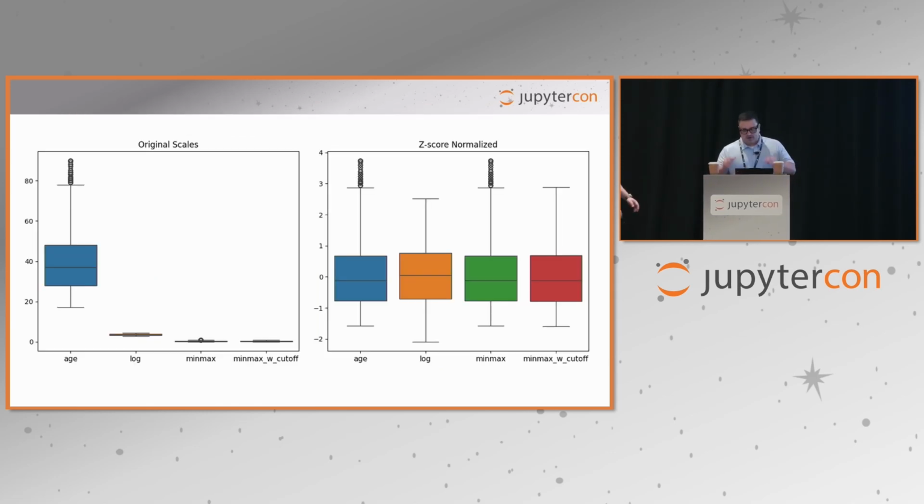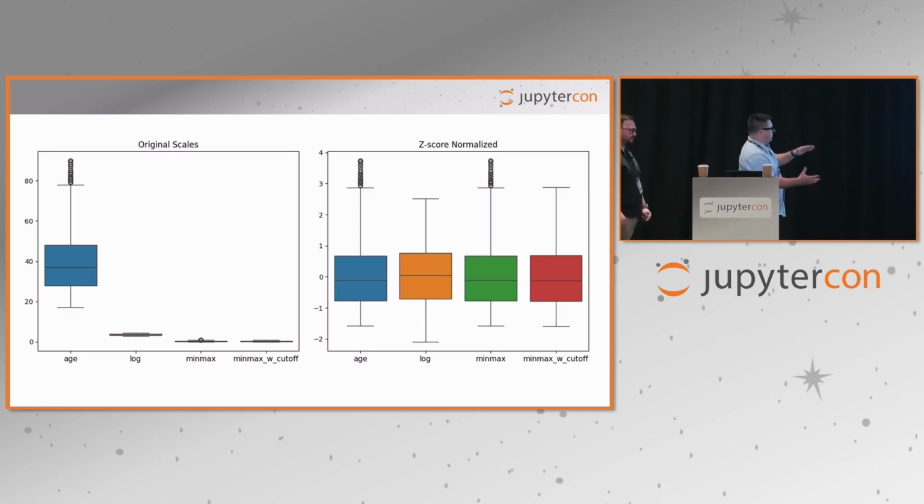So now that we've got all four versions of age, the raw one, the log scale, the min-max, and the cutoff version, we're now going to compare them side by side. On the plot on the left-hand side are the original scales. And as you can see, our original age has quite the range there, while all of our other transformed versions are compressed a lot closer to 0.